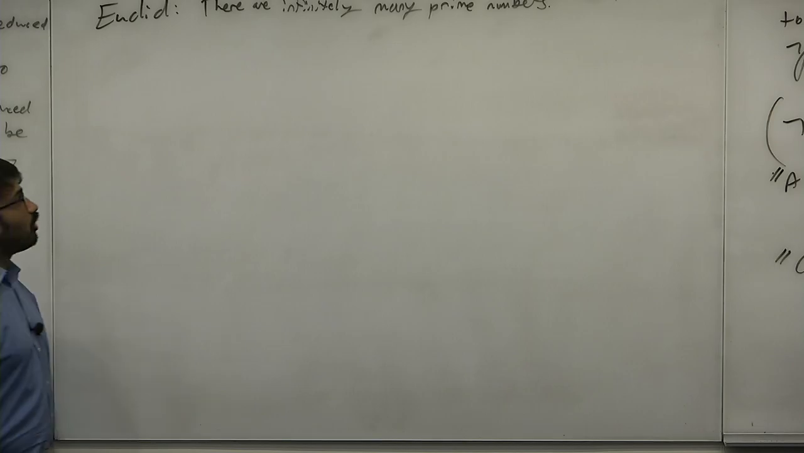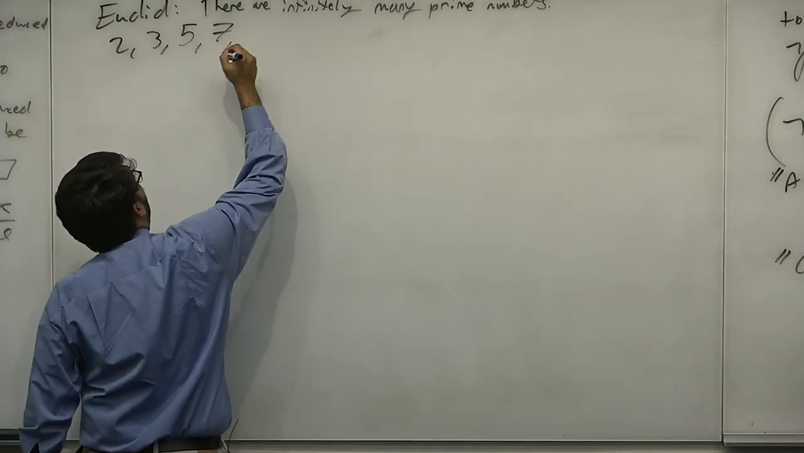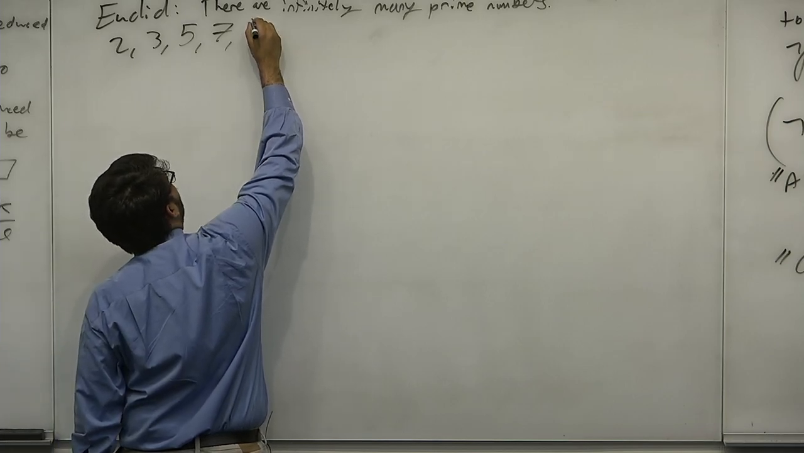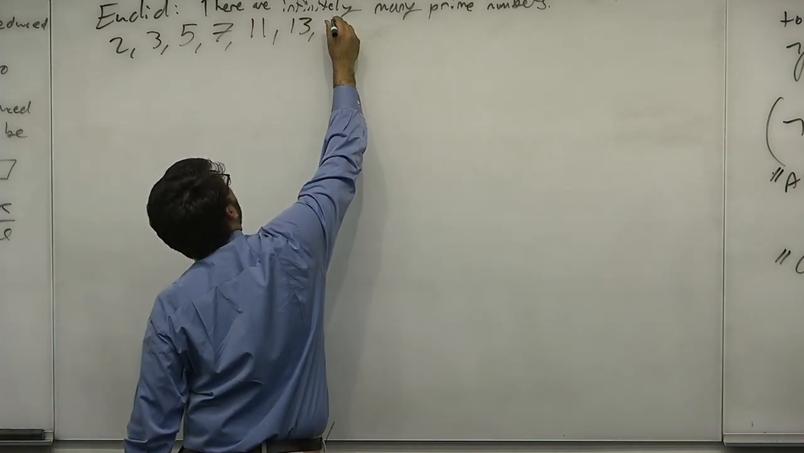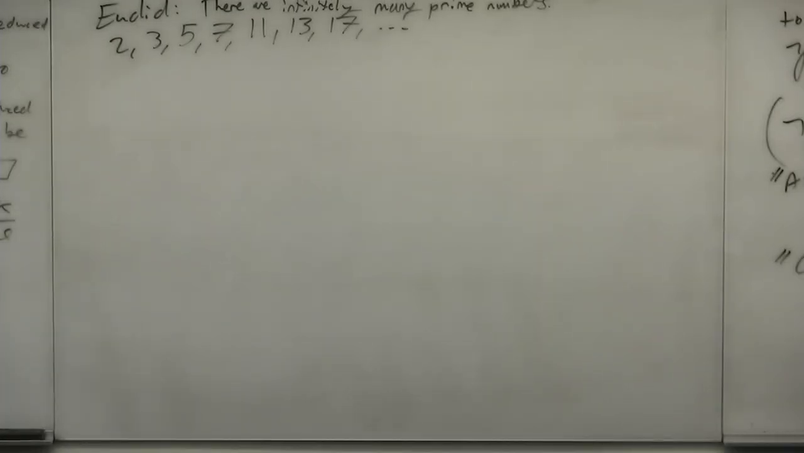A prime number is a number whose only divisors are itself and 1. Yes. So what are the first few prime numbers? 2, 3, 5, 7, not 9, not 10, 11, 13, not 15, 17, and so on, right? So these numbers have no divisors. Nothing divides into these numbers except 1 and itself, right? None of these can be written as a product of two things that are smaller than it. So how would you prove there's infinitely many prime numbers?